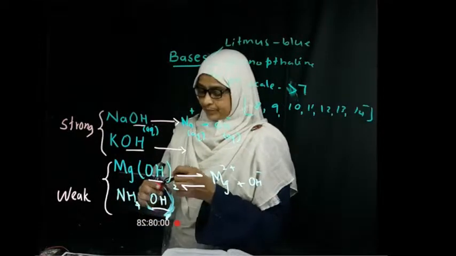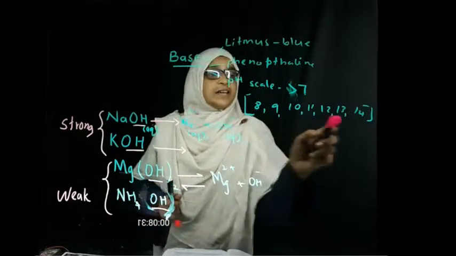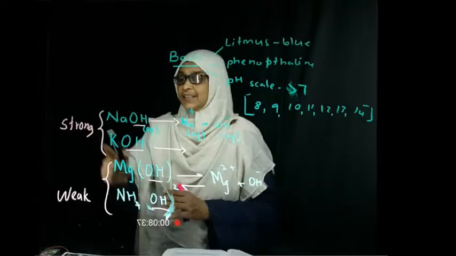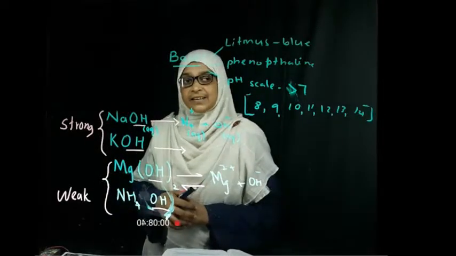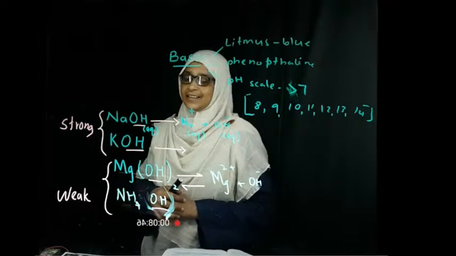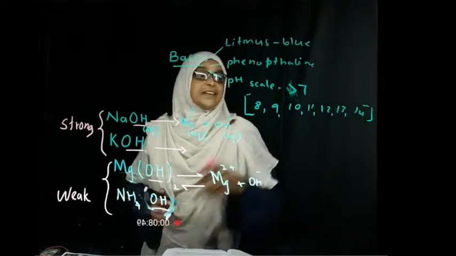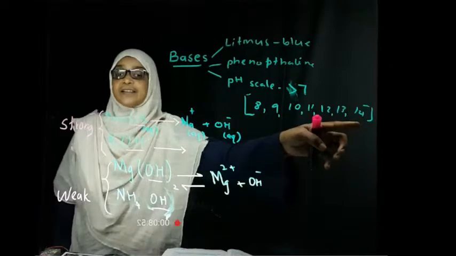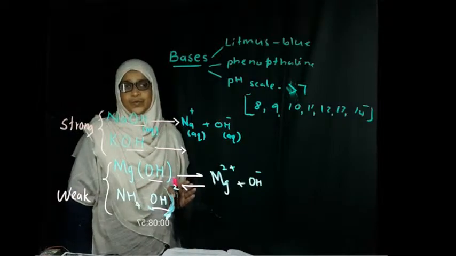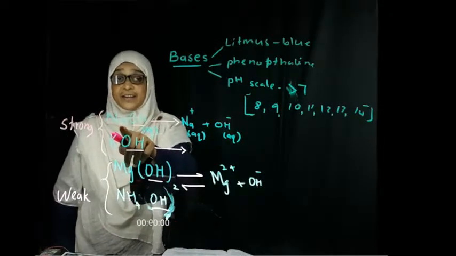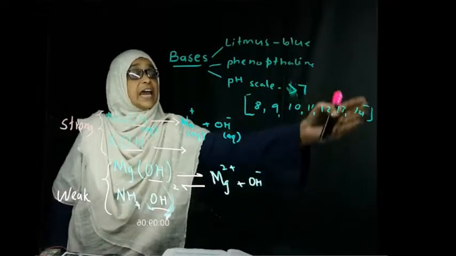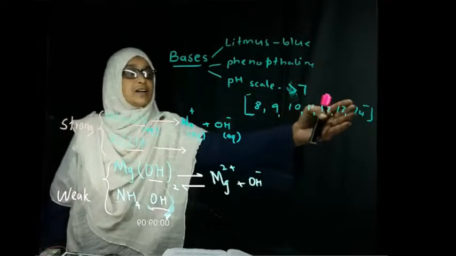Okay, using this pH scale, we can identify the weak base and the strong bases. If it is a strong base, it shows the number 14, that is dark blue. Sodium hydroxide, so the dark blue, the last color, the end range, the top level, 14.